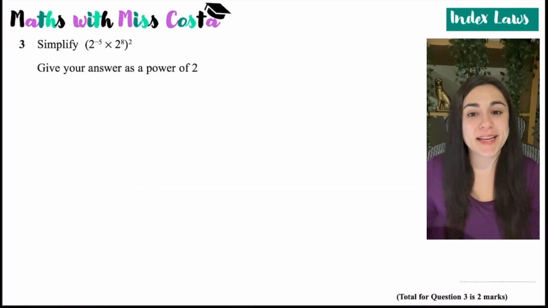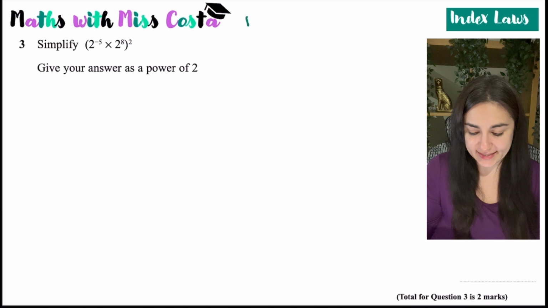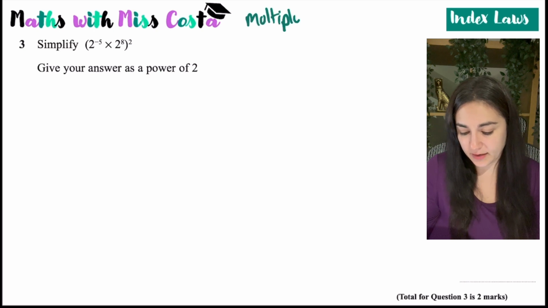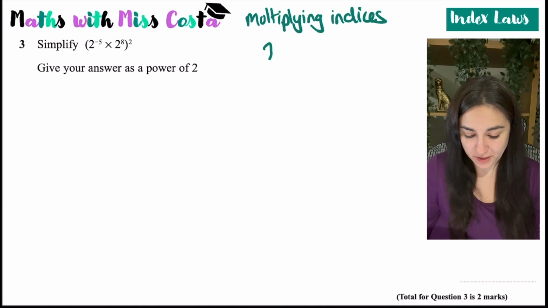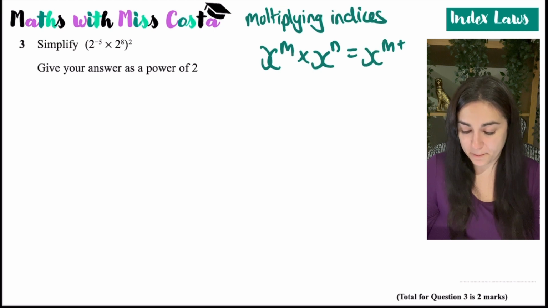So this is a nice little index laws question. So just as a reminder, the rules of indices: when you are multiplying indices, you just add the powers. So let's say you had x to the power of m times x to the power of n. The final result would be x to the power of m plus n. Okay, so when you're multiplying indices, you add the powers.